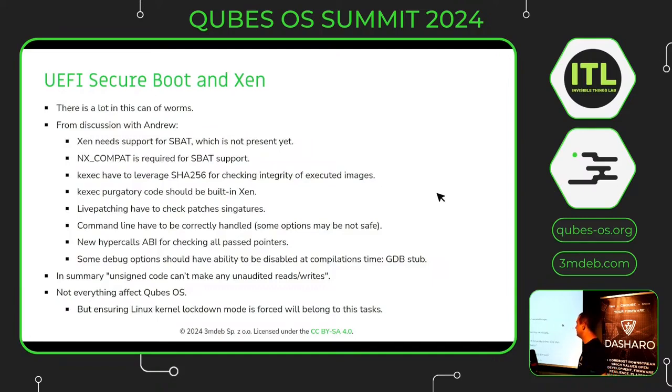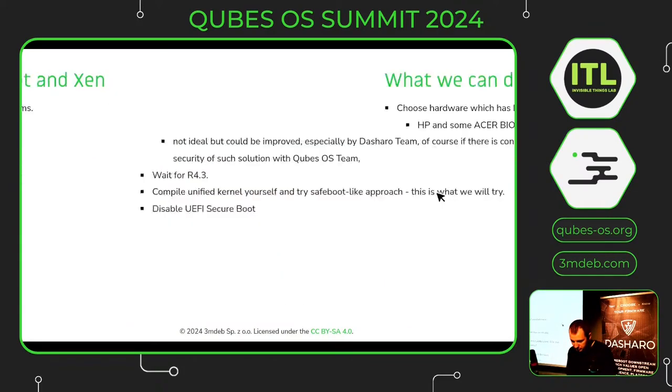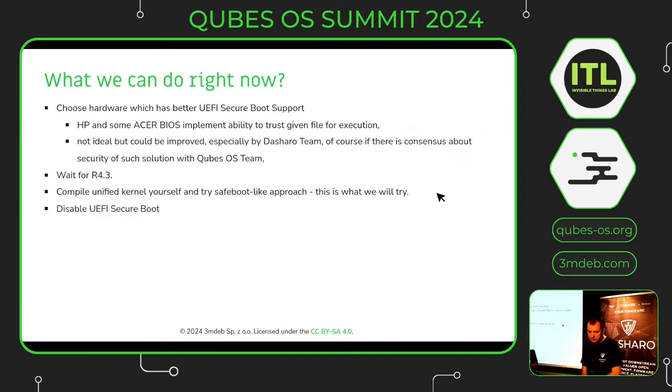Not everything affects Qubes, but the fact is that whoever puts together this binary has to ensure that dom0 will have lockdown mode, just to make sure that it preserves the security properties. So what we can do right now is choose hardware which gives the ability to easily bypass things or trust something quickly, like HP and Acer BIOS, which implement the ability to trust this binary for next booting or whatever.